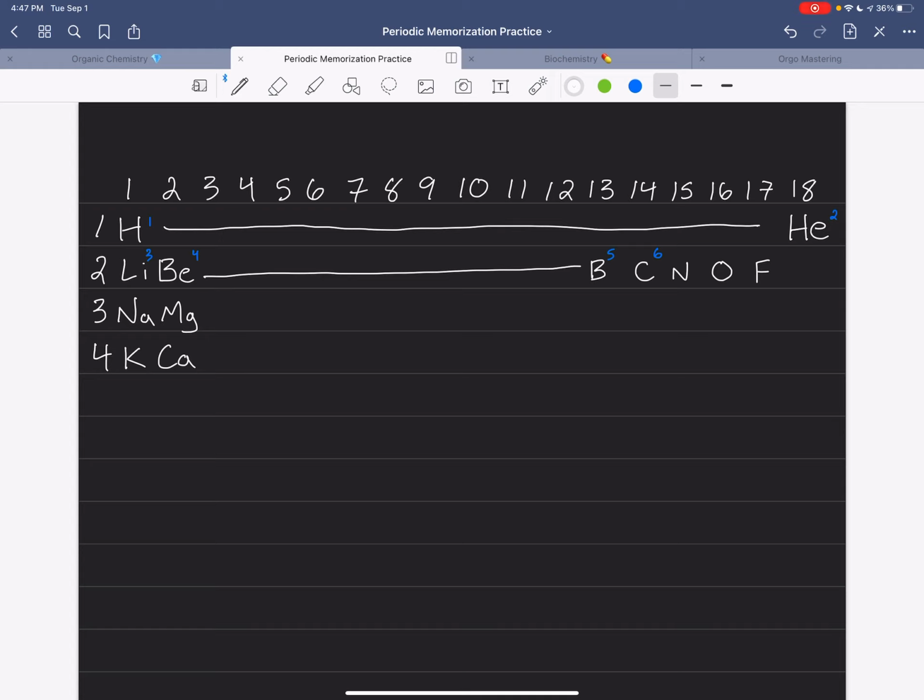Going down group 18, I think of here and near. Here is first, near is second, and then you need the second part of that, which is argon. So here and near, that's how I get there.